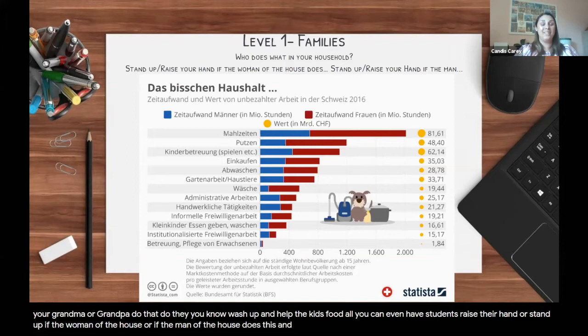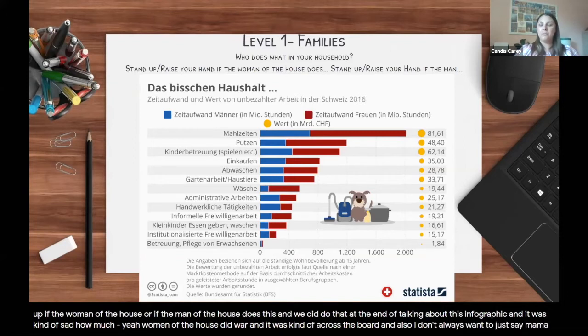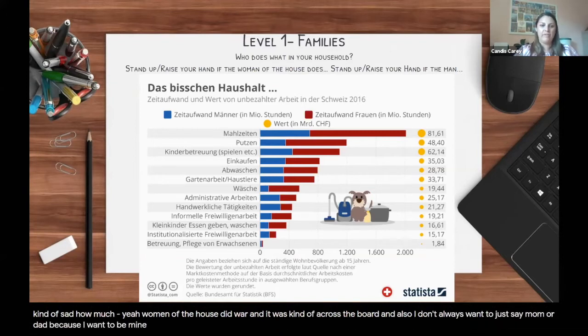And we did do that at the end of talking about this infographic, and it was kind of sad how much the women of the house did more. And it was kind of across the board. And also, I don't always want to just say mom or dad, because I want to be mindful of the students who might not live with mom or dad.